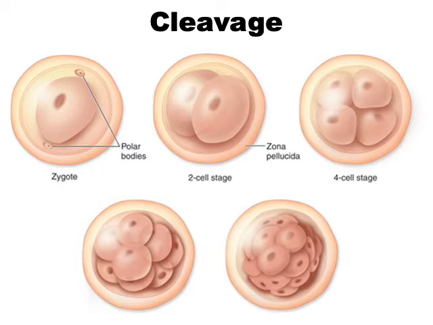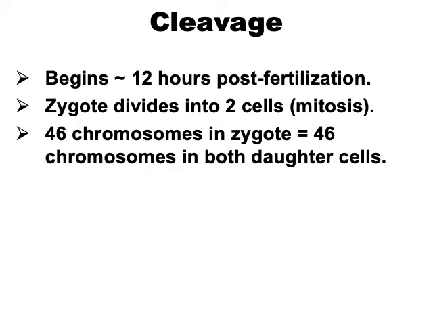Cleavage. Soon after the zygote formation and the completion of fertilization, the zygote undergoes cleavage to have a 2-cell stage surrounded by the zona pellucida, and then a 4-cell stage, 8-cell stage, and so on for successive cleavage. The cleavage begins 12 hours post-fertilization. The zygote divides into 2 cells and so on by mitosis. The 46 chromosomes in the zygote equal the same number of chromosomes in every daughter cell produced.